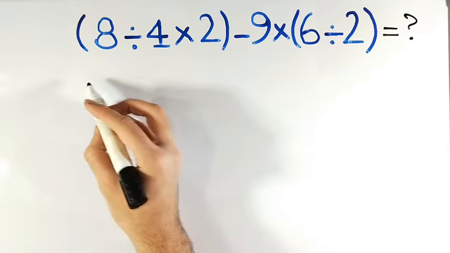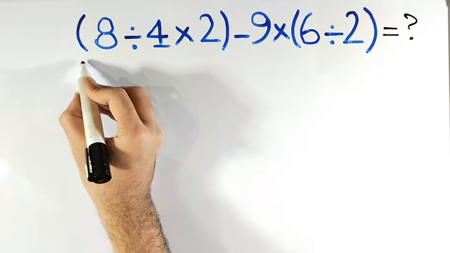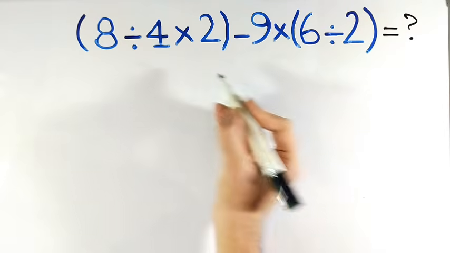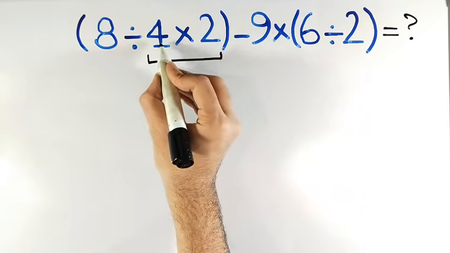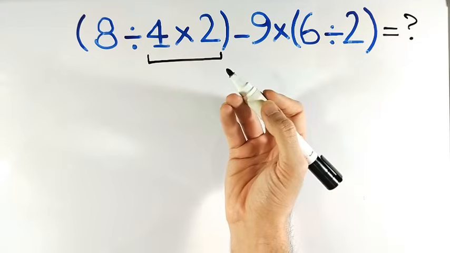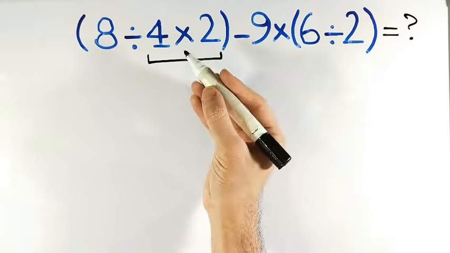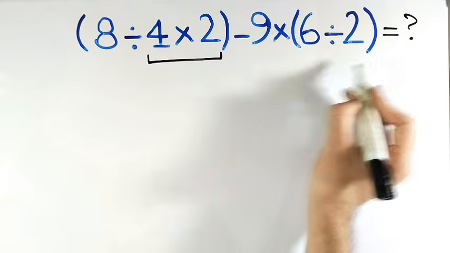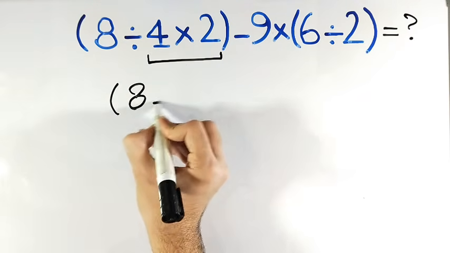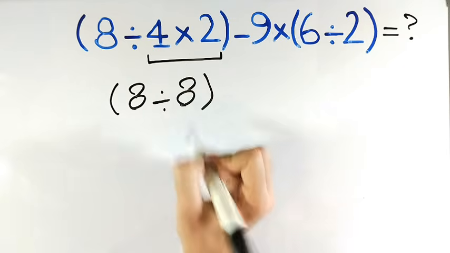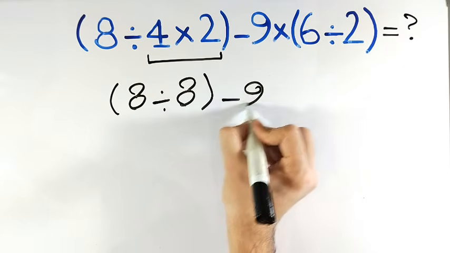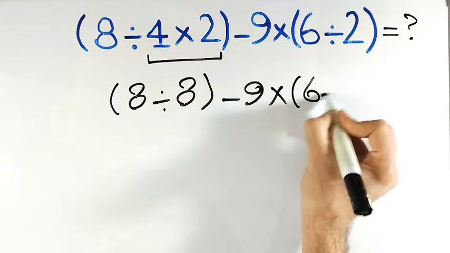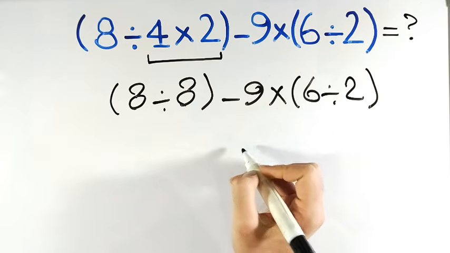Also, some other people when solving this question go straight to the first parenthesis, but this time they start with the multiplication between 4 and 2 because they believe multiplication has a higher priority than division. So, instead of this expression, they write 8 divided by 8 inside the parentheses, then minus 9 and multiplied by 6 divided by 2 inside the parentheses.